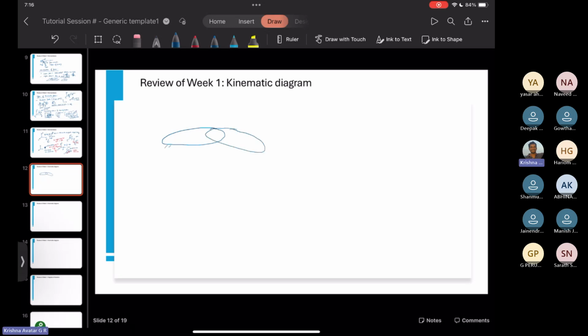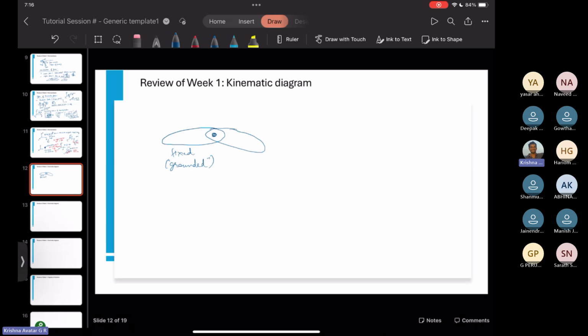This is fixed. Say this is fixed, like we are not allowing it to move. And later we'll come to what they also call grounded, like the professor will use the word grounded. This is what grounded means: that it's not allowed to have any motion. Now, this is a planar.